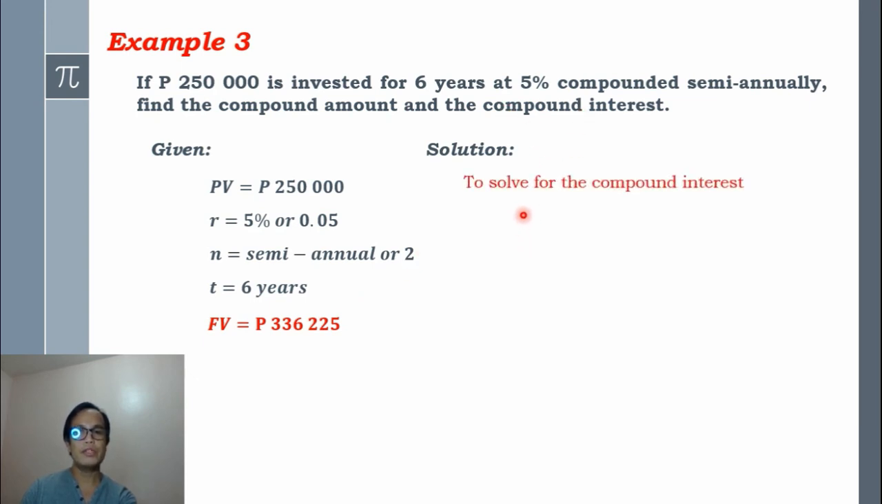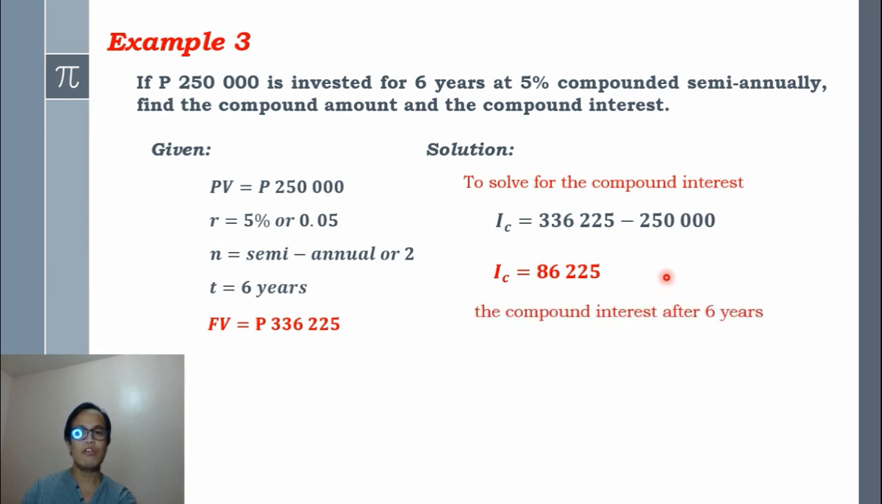Okay, so we need to solve for the compound interest. So we will be using the formula future value minus the present value. So our future value is 336,225 minus the present value of 250,000. So when we subtract, that will give us 86,225. This is now the compound interest after 6 years.